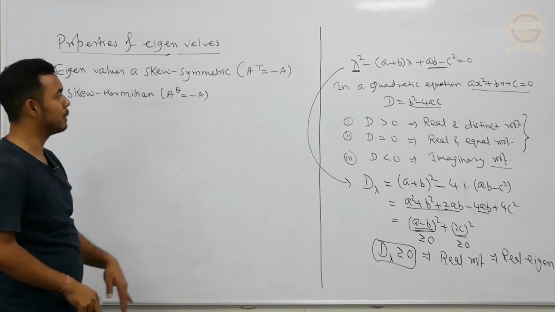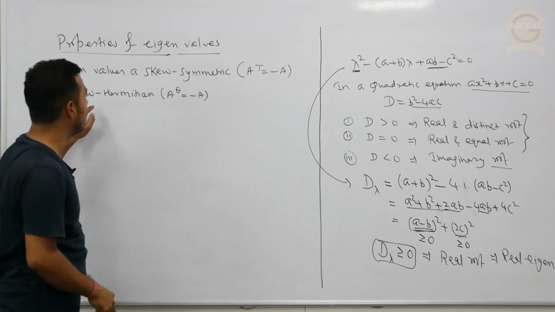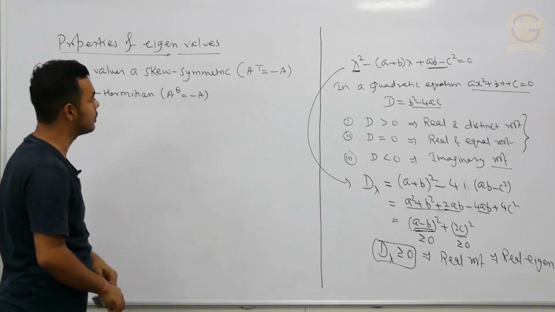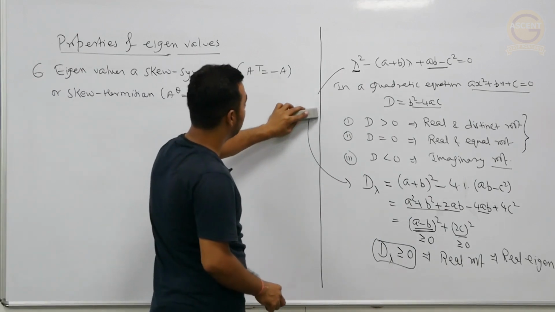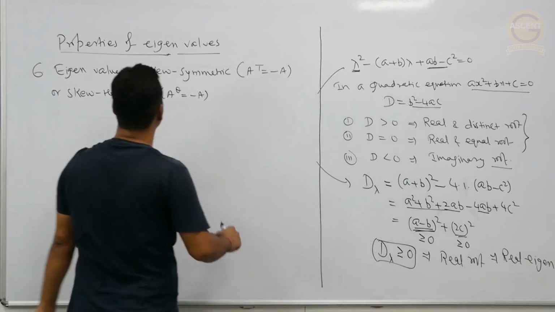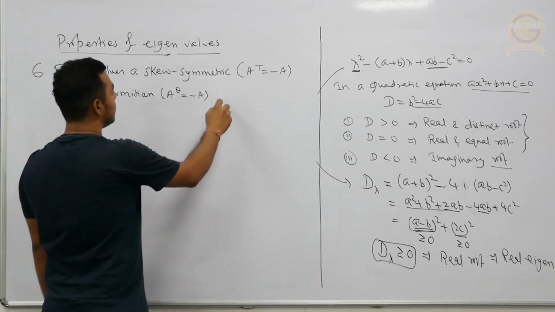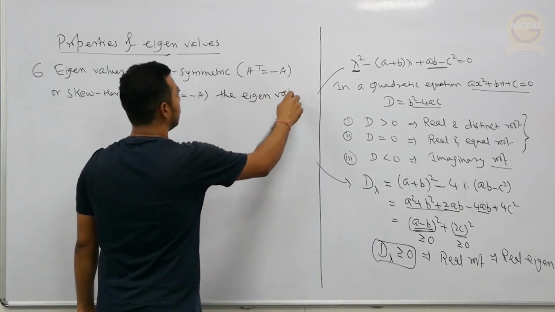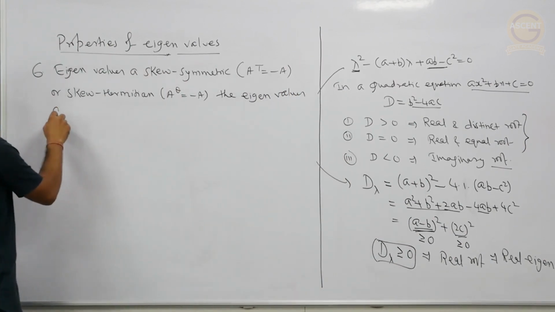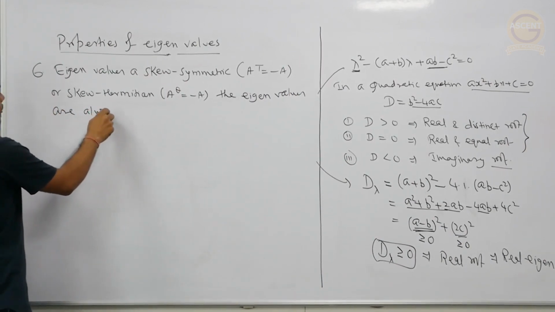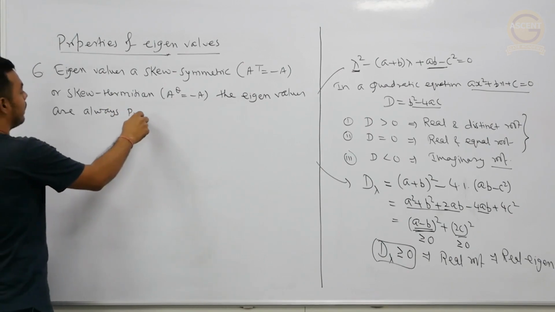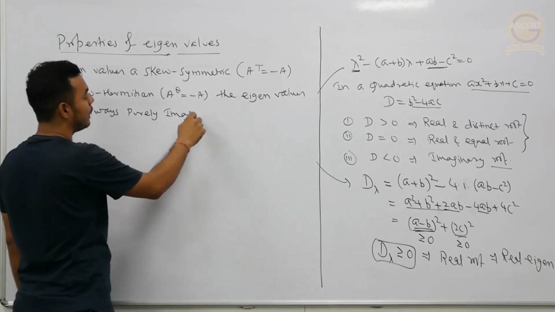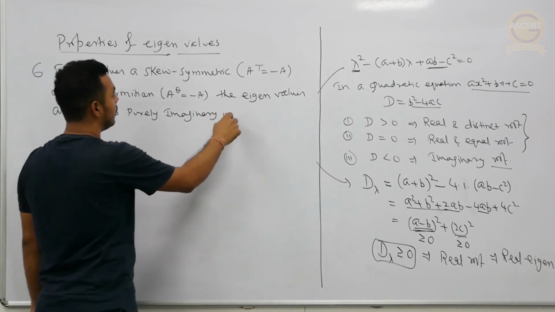A skew-symmetric: simply A transpose is minus A. A skew-Hermitian: conjugate transpose of A is minus A. So in case of these two matrices, either skew-symmetric or skew-Hermitian, the eigenvalues are always purely imaginary, or zero.